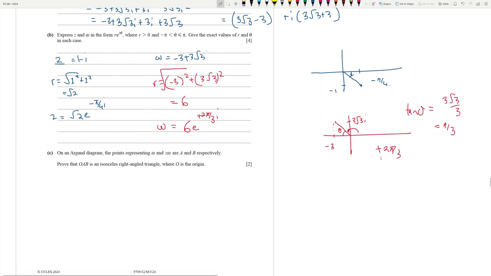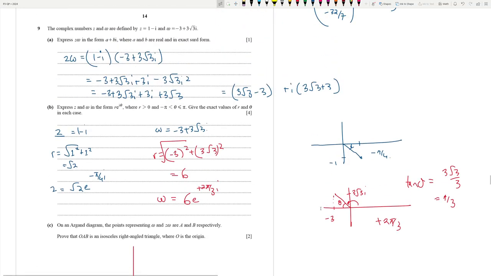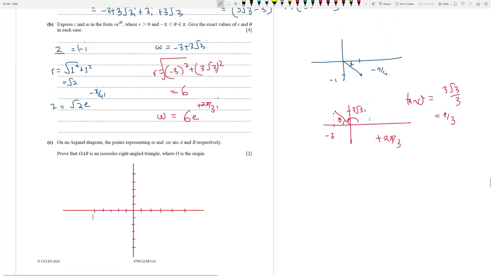Okay, on an Argand diagram, the points are A and B respectively. Draw them. Fine, let's do this. Let's go. So omega, z omega. I'll mark the axes in units. Okay, so omega first. I already drew the point.